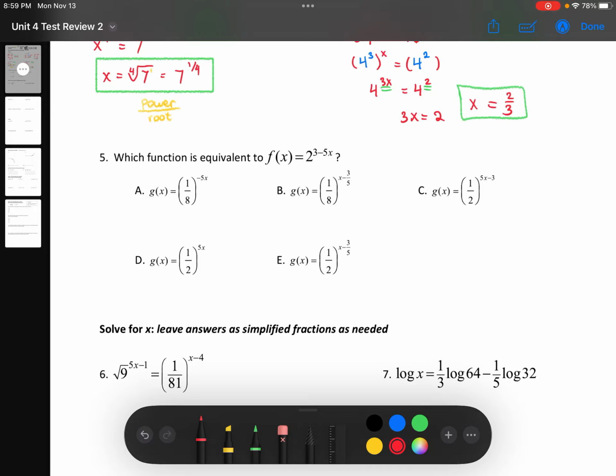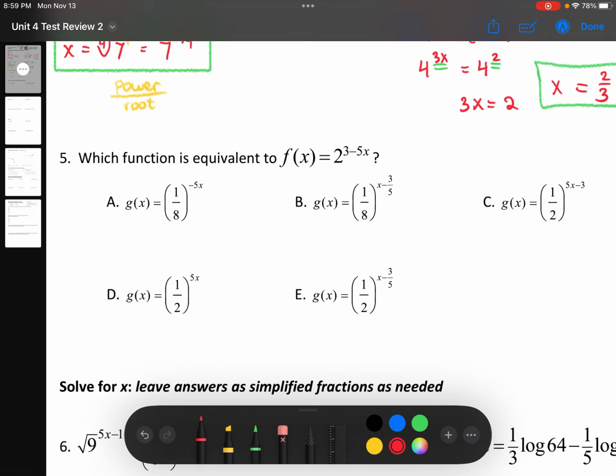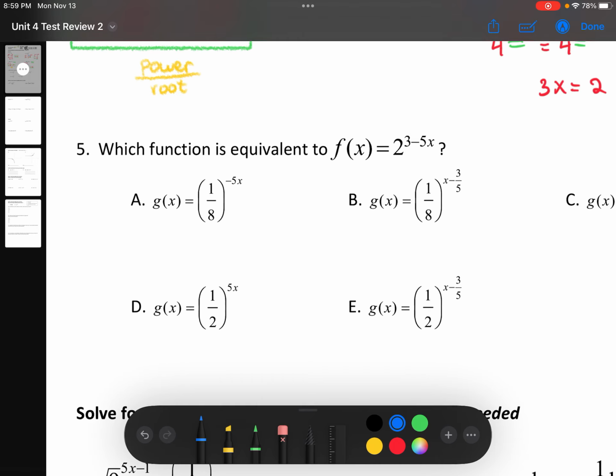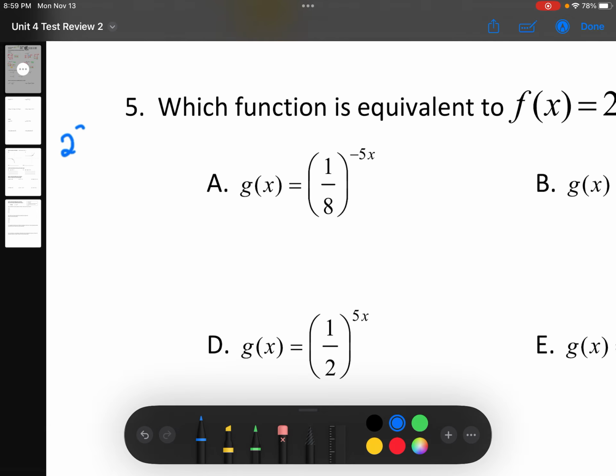So let's look at 5. We are looking for what is equivalent to 2 to the power of 3 minus 5x. So what we want to do is convert each of these expressions into having a base of 2. So 1 over 8, we know that 2 to the third is 8. So 2 to the negative third would be 1 over 8.